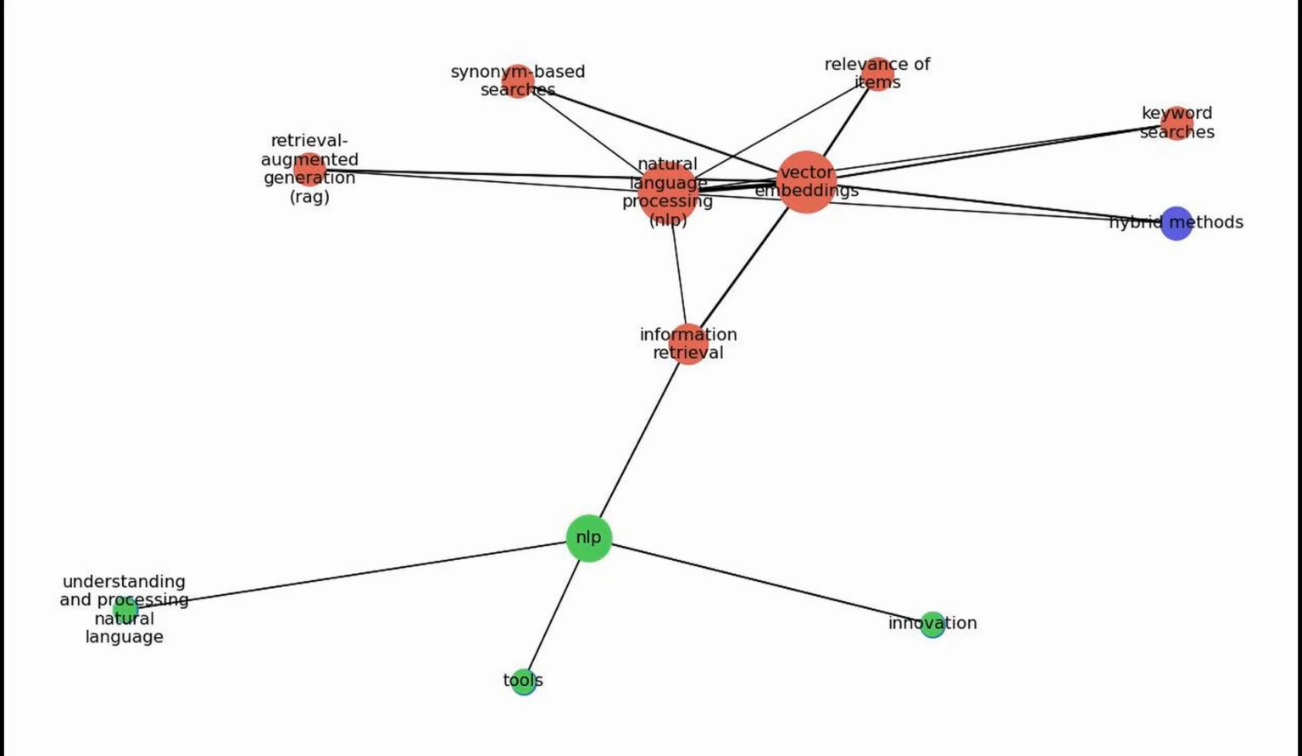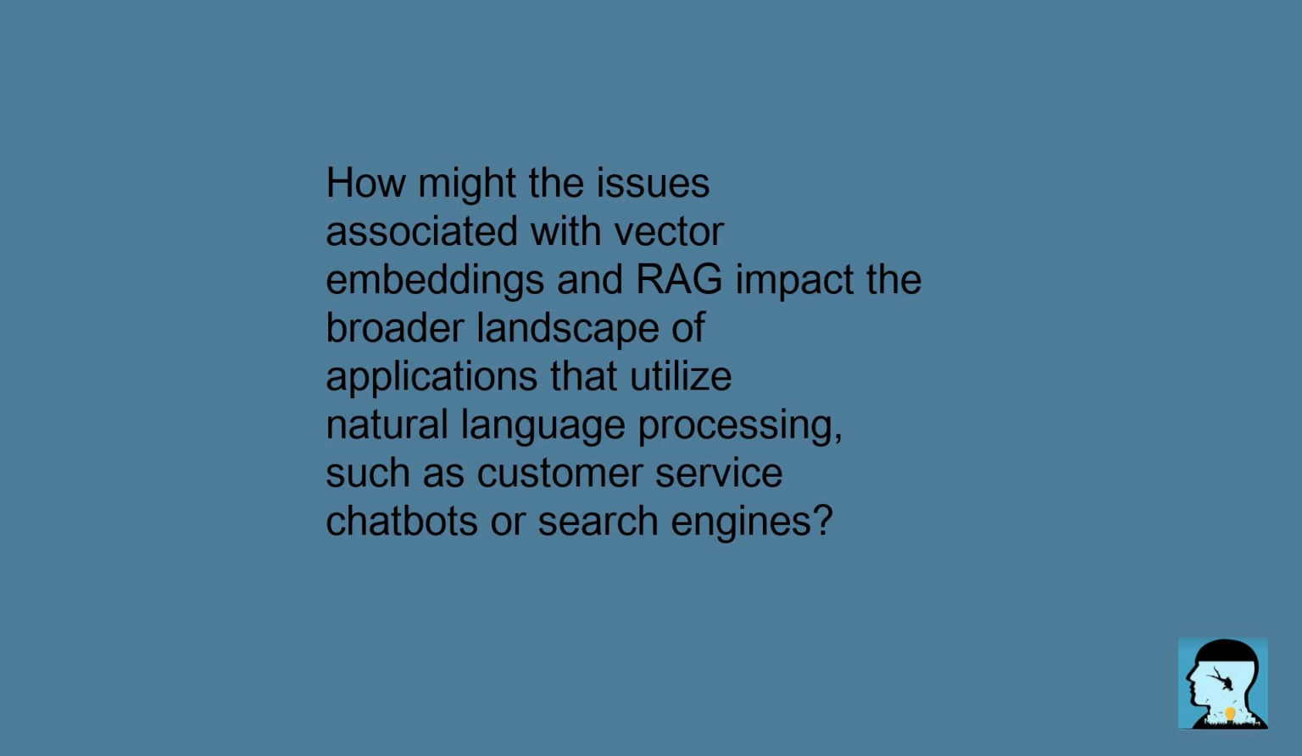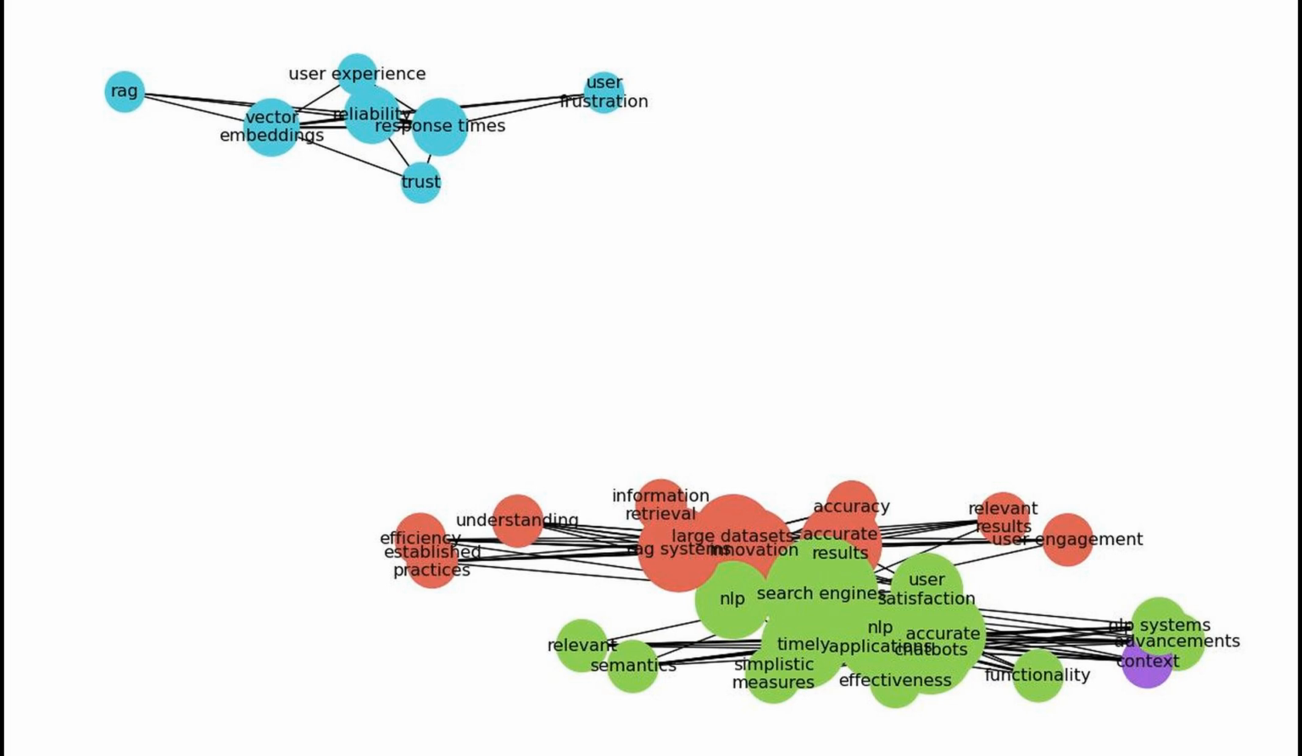How might the issues associated with vector embeddings and RAG impact the broader landscape of applications that utilize natural language processing, such as customer service chatbots or search engines? The issues associated with vector embeddings and retrieval-augmented generation, RAG, can significantly impact the broader landscape of applications utilizing natural language processing, such as customer service chatbots and search engines.